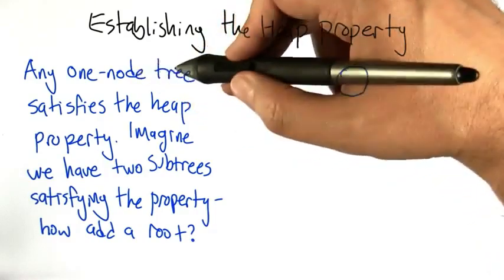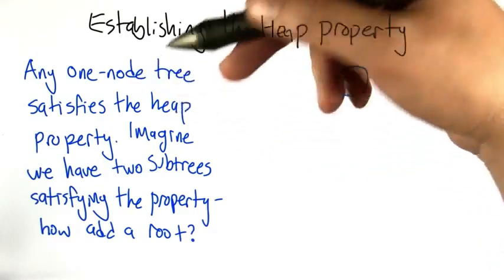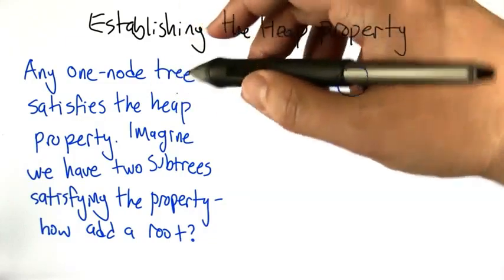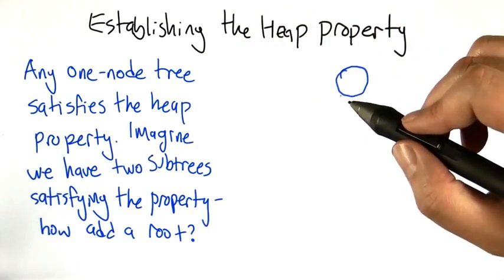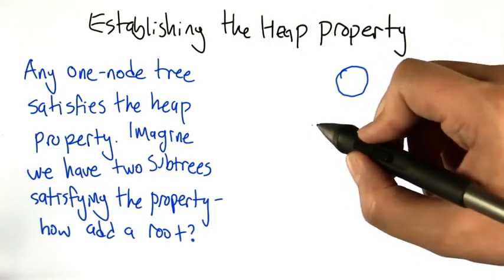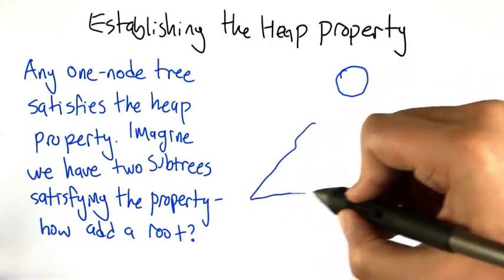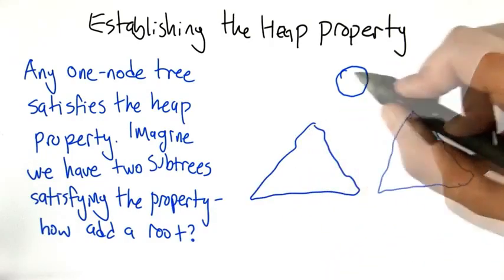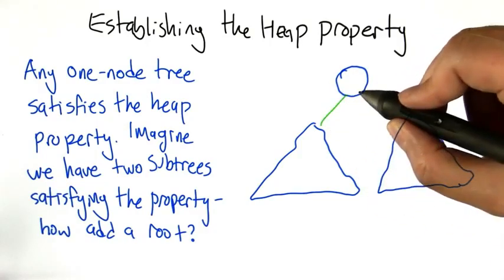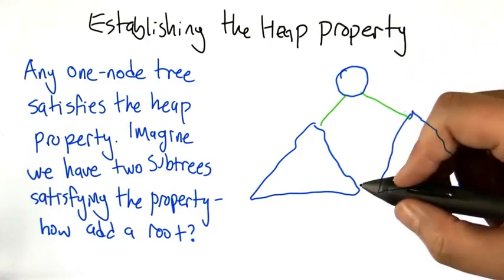First thing to notice is that any one node tree satisfies the heap property because it can't be bigger or smaller than the parent or the child because it doesn't have any parents or child. So that case is really easy. But now, let's imagine that we've somehow managed to create two heaps, and we'd like to join them together by adding another node and have the heap property hold.